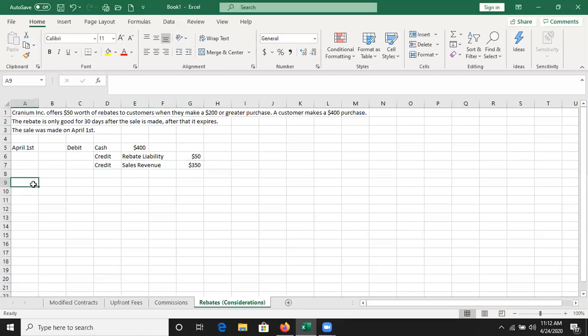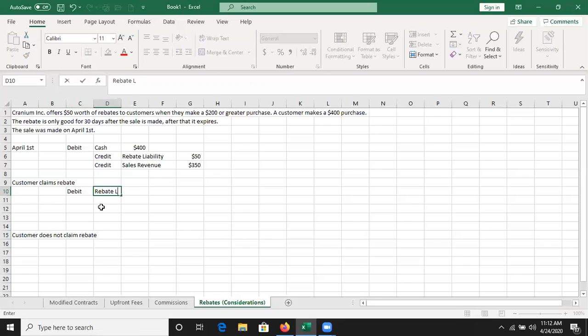Now, say there's really two outcomes that could come. Customer claims the rebate, and customer does not claim the rebate. So if within the 30 days the customer makes a claim for the rebate, okay, they're going to get their $50. So journal entry is real easy. You got to get rid of the liability, rebate liability of $50, and you got to pay the customer cash. So we're going to credit cash of $50, and that's it. So that's what happens when a customer claims a rebate.